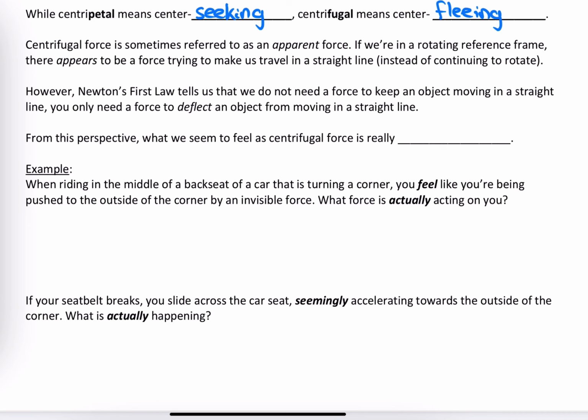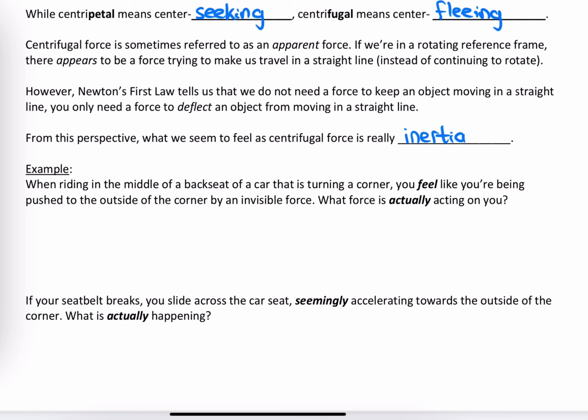So if you're in this car and you see the ball roll across the seat, what we think of as a force pushing the ball towards the outside is really just the ball wanting to keep going in a straight line while the car underneath it continually turns a corner. So what is it that makes a ball want to keep going in a straight line, or any object for that matter? Inertia. So there's no such thing in the real world as a centrifugal force, just inertia.